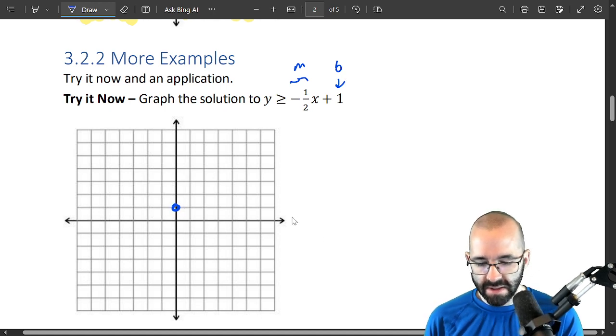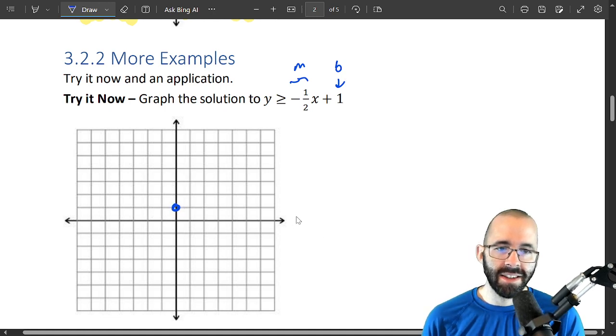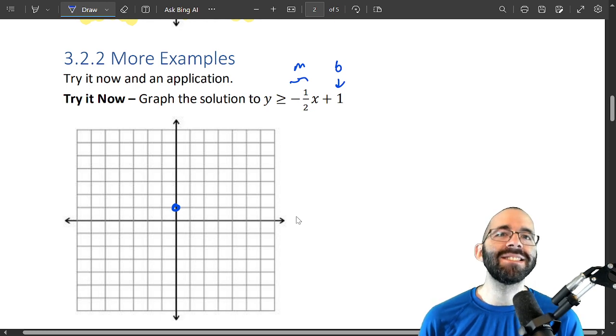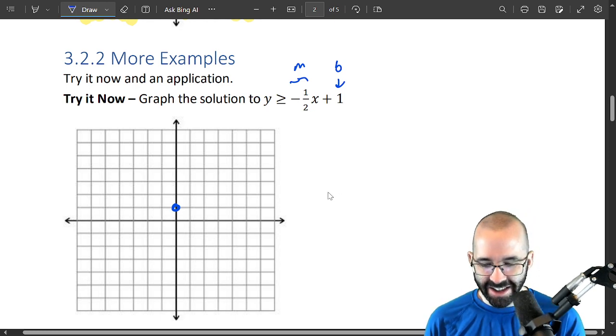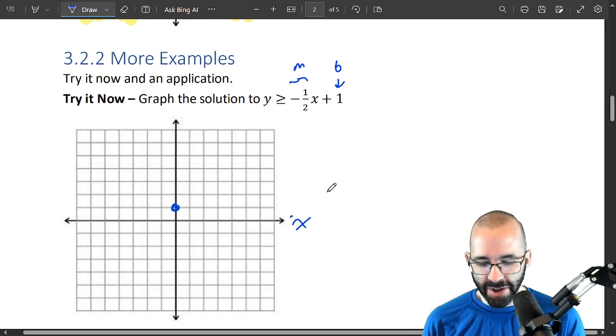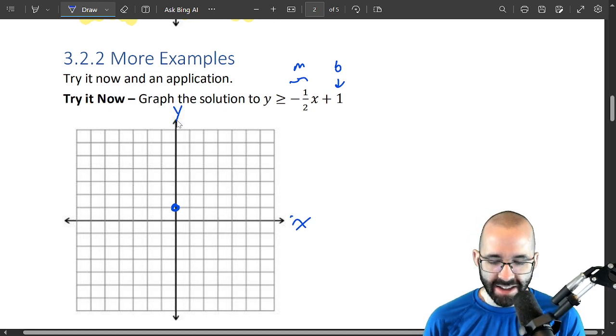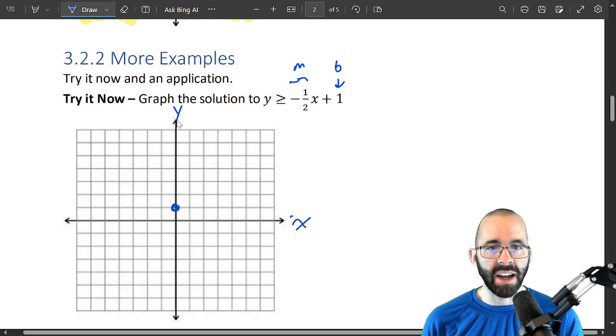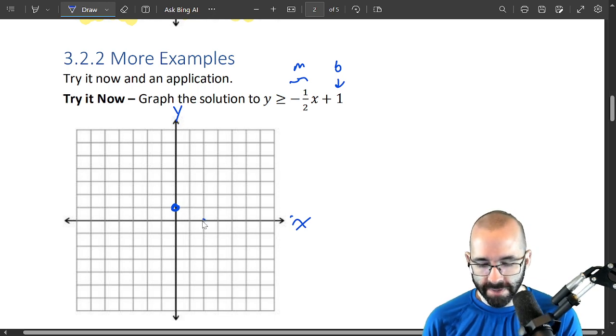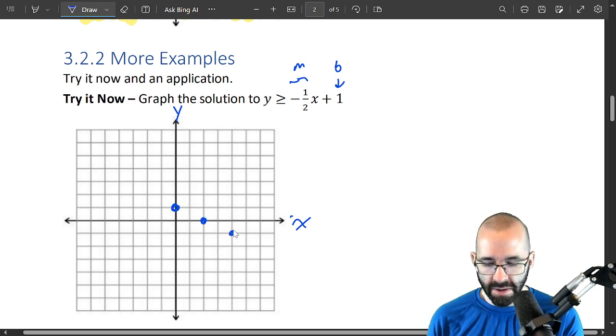This is our x-axis. Oh no. I don't know what's causing this sometimes, but sometimes this program just gets a little stressed out. It pauses itself and doesn't let me write anymore. So there we are. That's the y-axis, that's the x-axis, and our slope is -1/2, which means down 1, right 2, down 1, right 2.